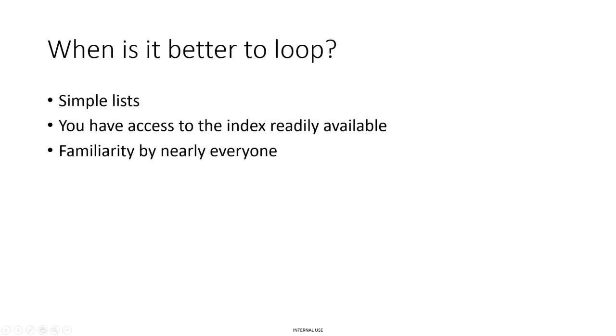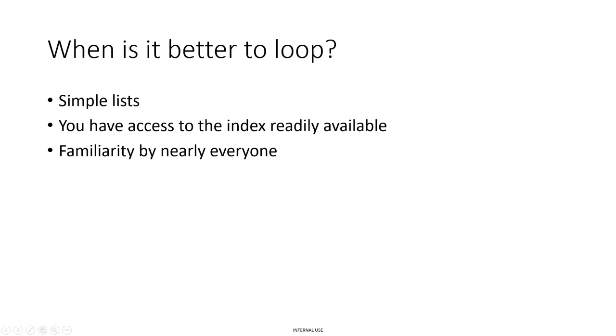Now, if you're using super simple lists like 1, 2, 3, 4, or just a list of strings, it's not that complicated, it might be better to just loop. A really simple for loop, for i loop, forEach loop, because then you have the index readily available.